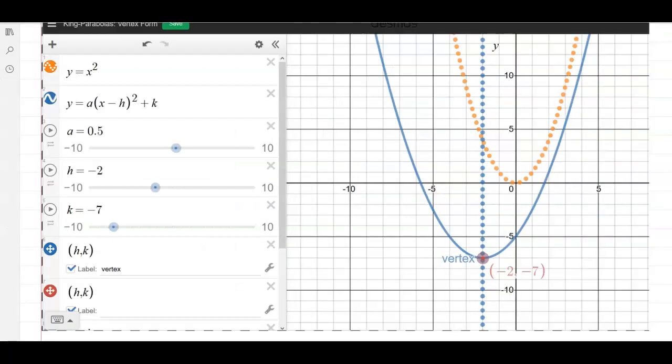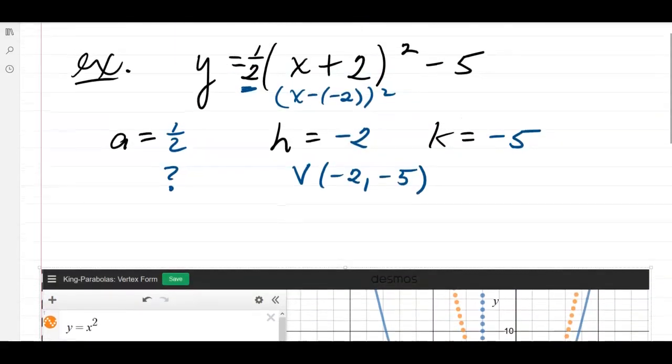Okay, we're back in the notes now. And here's our graph of y equals 1/2 times x plus 2 squared.